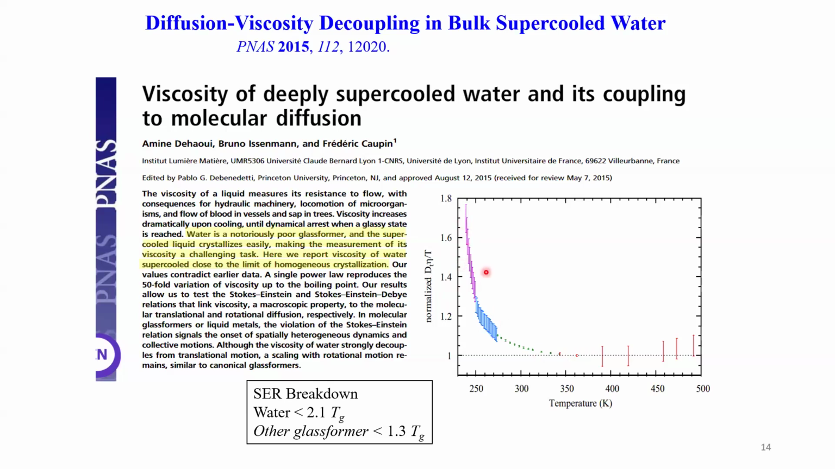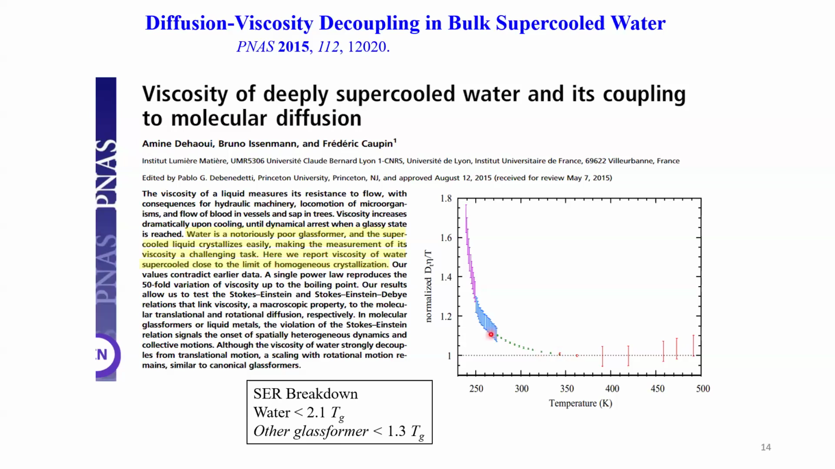Although they could not go below the homogeneous nucleation temperature, which is obvious because it was bulk water, not confined water. So what is the interesting point here? Apart from their new experimental data, the new results provided new insights. Previously it was thought that the Stokes-Einstein breakdown would start below 240 Kelvin or so, but that is not the case. When you look quantitatively, the breakdown starts even at room temperature.